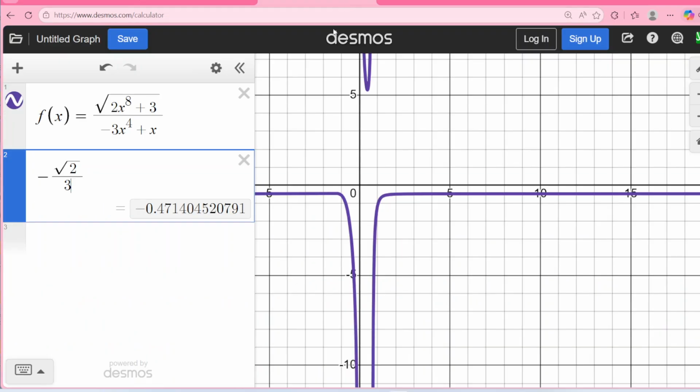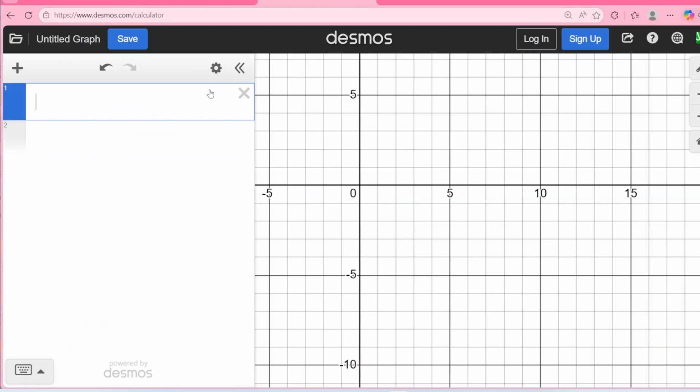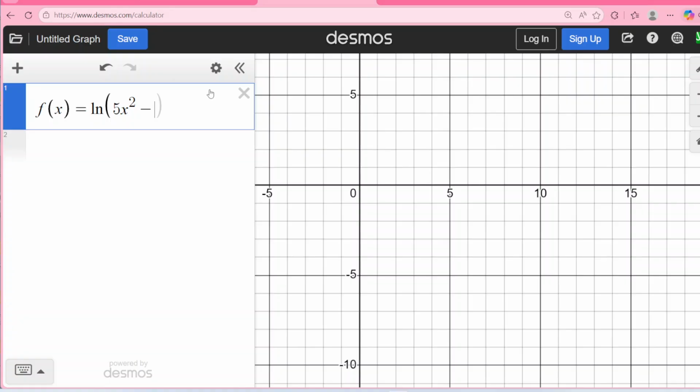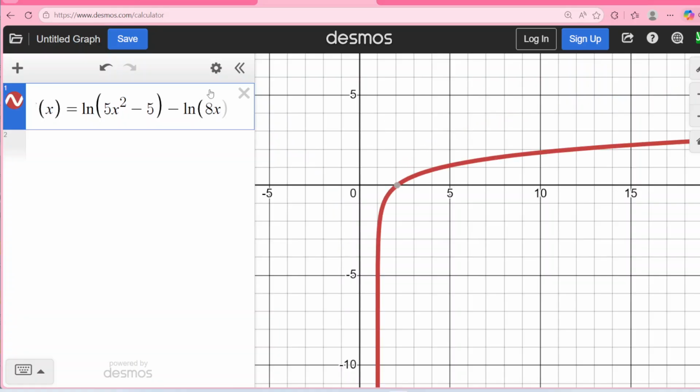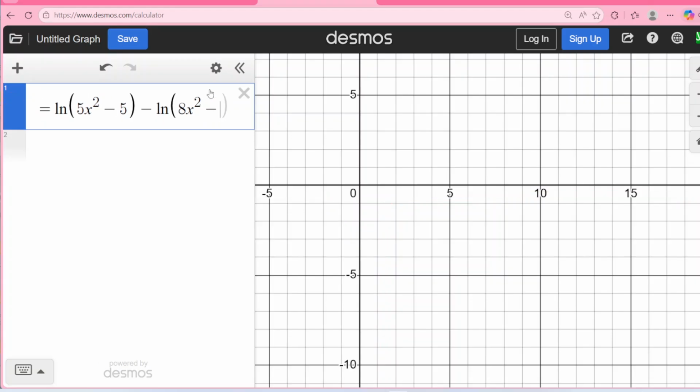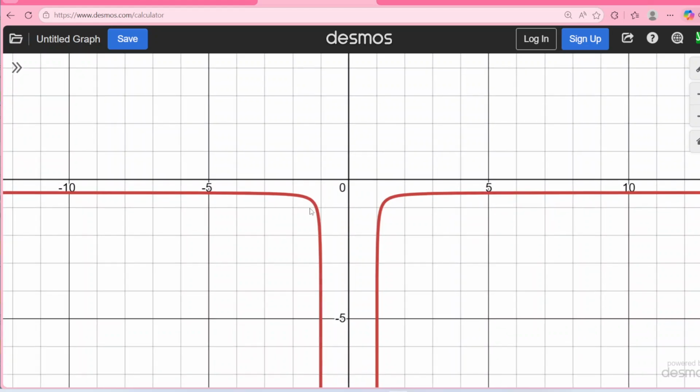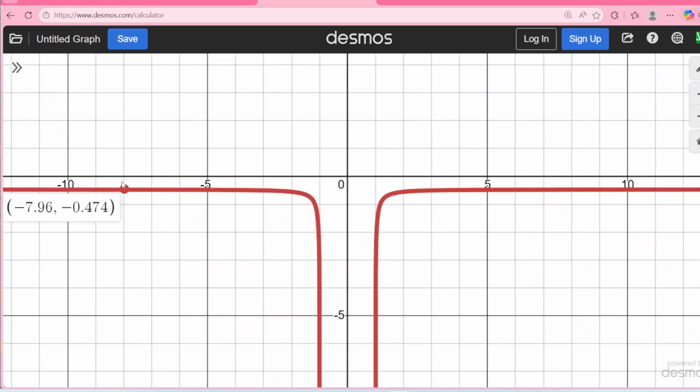And I'll show you that in a graph again. All right, let's go to a graph. So here was the function the way that it was originally given, right? F of x equals the natural log of 5x squared minus 5, then minus the natural log of 8x squared minus 6. All right, so you see how to the far right, it's definitely approaching some value, this negative 0.47 something. And then the same thing to the far left, the graph is approaching this negative 0.47 something.